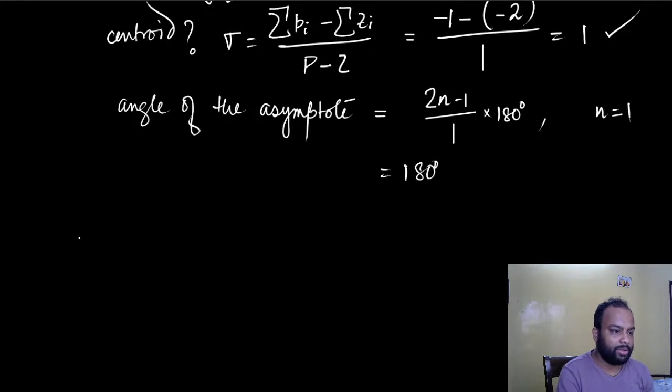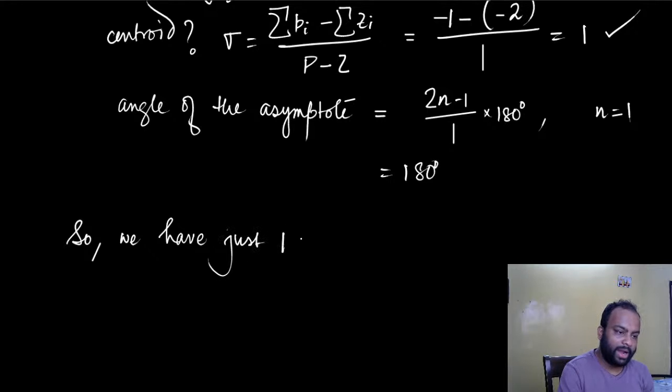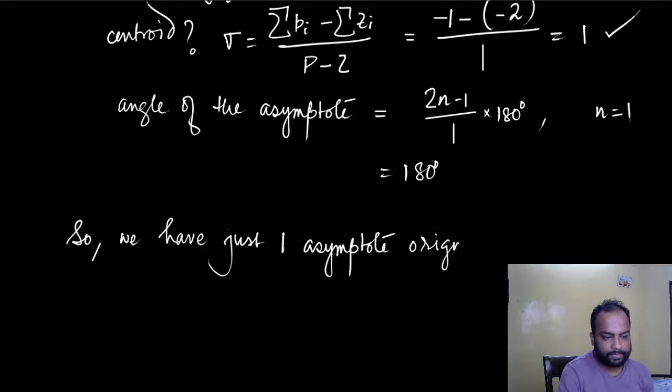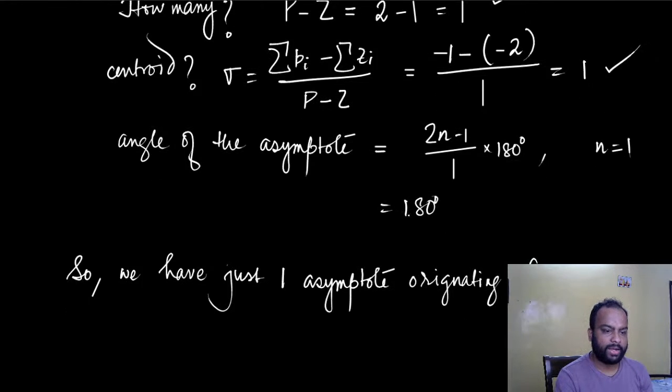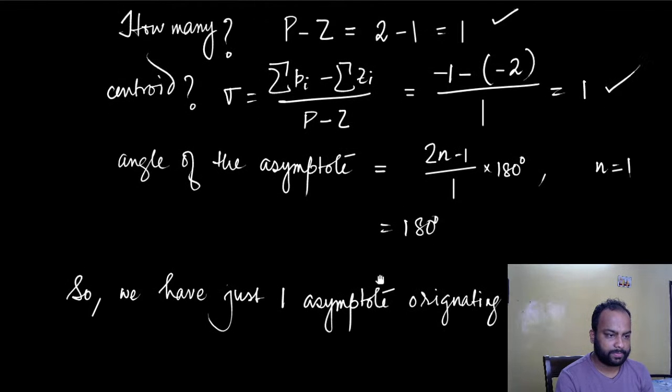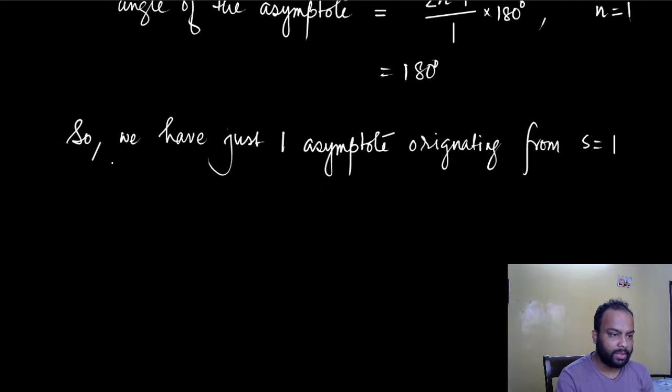So now what does it mean? So we have just one asymptote originating from s equal to 1 with an angle of 180 degrees. What does that mean?